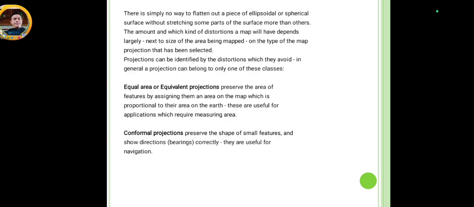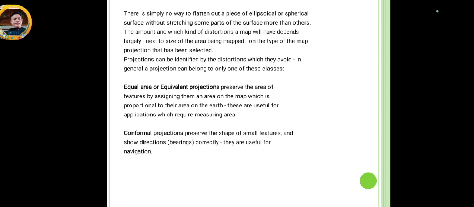This is simply plotting a spherical surface without stretching some parts of the surface more than others. The amount of each kind of distortion on a map depends largely on the size of the area being mapped and the type of map projection that has been selected. So, equal area or equivalent projection preserves the area of features by assigning them an area on the map which is proportional to the area on the Earth. These are useful for applications which require measuring area.